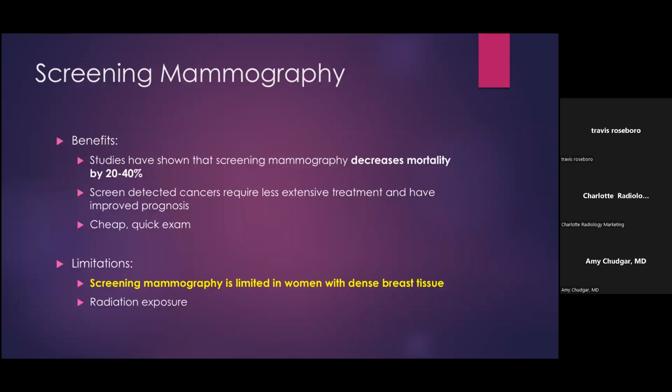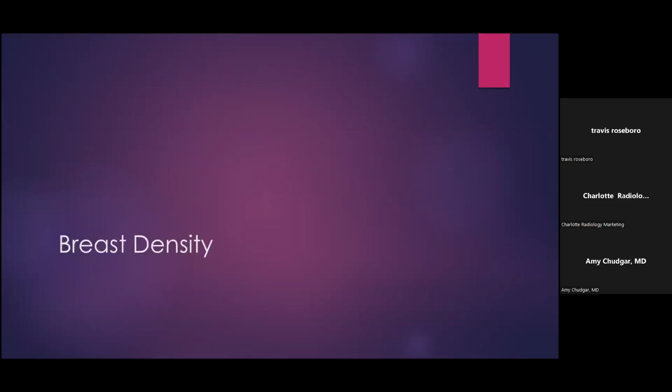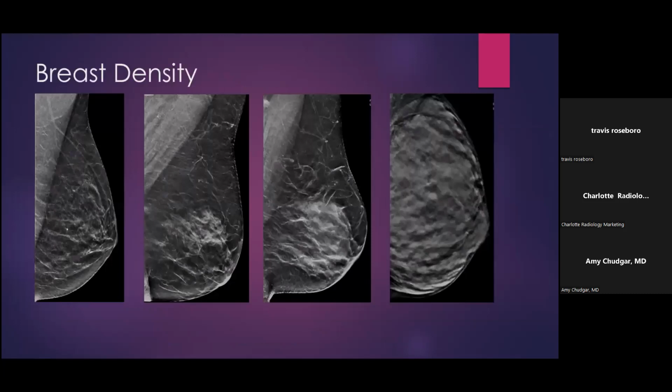However, the biggest limitation of screening mammography is that it is limited in women with dense breast tissue. And of course, there is radiation exposure, although it is a small amount. So let's talk about breast density. So breast density refers to the amount of fibroglandular breast tissue that is seen on a woman's mammogram. What's important to know is that breast density is not actually referring to how a woman's breast feels on a clinical breast exam. It's really a mammographic finding.